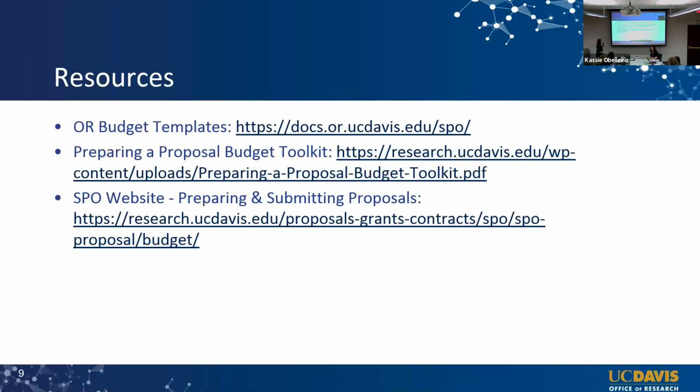So these are some of the resources and the links. The first one is the OR budget templates, which we all used today. So I think we know what those are. There's also a toolkit, preparing a proposal budget toolkit on our website. That's the direct link to it, but you can always find it from our website as well. And we also have a page named proposal preparation, and it goes into all of the various things that you might need to do when you're preparing your proposal. And of course, there are other resources as well, but these are the main ones.